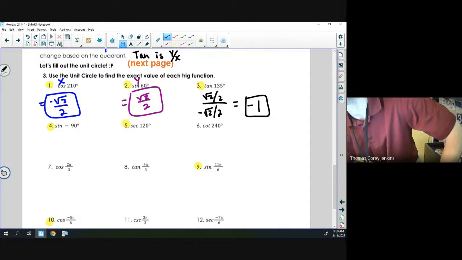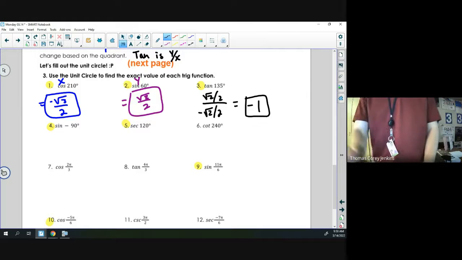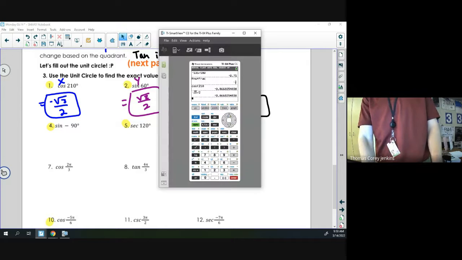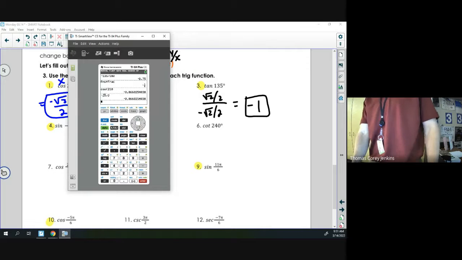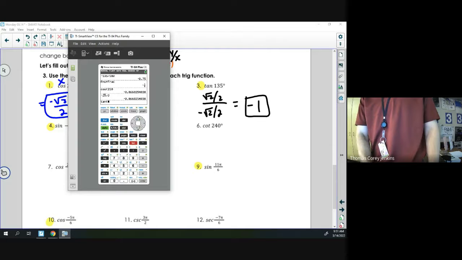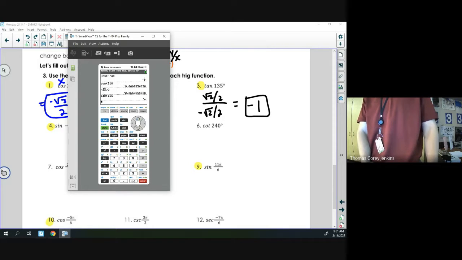Negative 1. Now, also in this example, we see that sometimes you can use your calculator to get an exact value. If I type in tangent of 135, that should give me an exact value, because negative 1 is a rational number. So sometimes you can pull your answer from there.